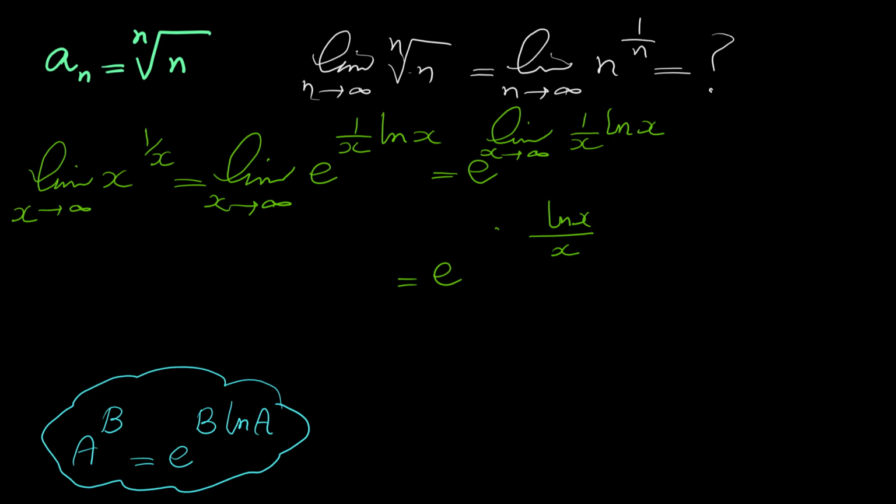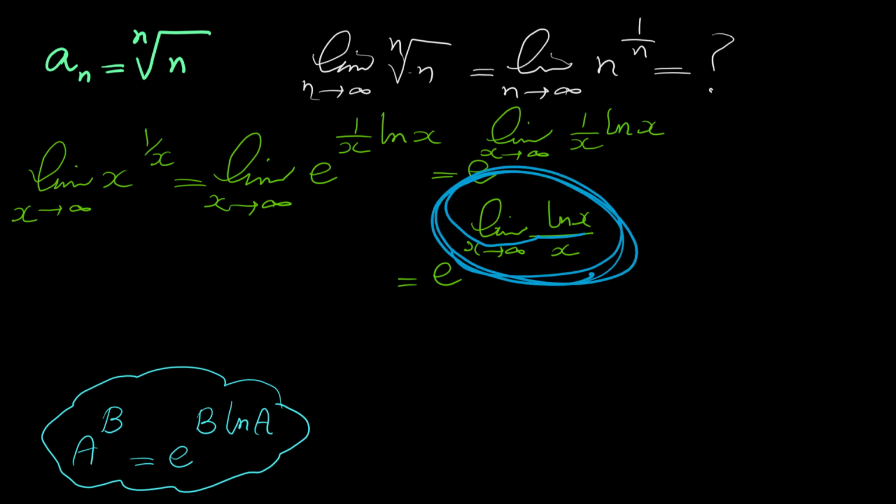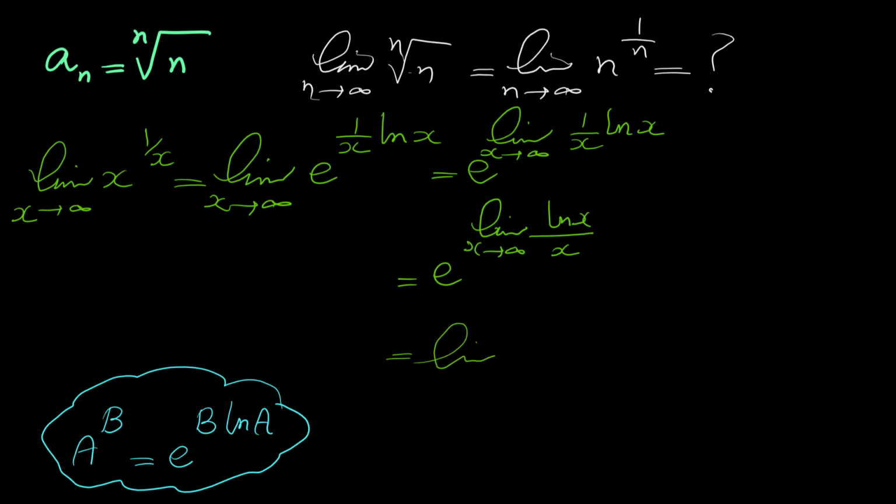Now finally we have what we need. We have a fraction. This is in the numerator, this is in the denominator. For finding this limit, focus here. We have to take the derivative of the numerator and the derivative of the denominator. What is the derivative of the numerator? The derivative of the numerator is 1 over x. The derivative of the denominator is 1, and x approaches infinity. This limit equals 0 because this is 0. And e to the 0 is 1.